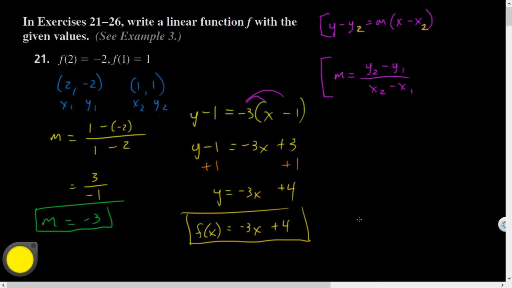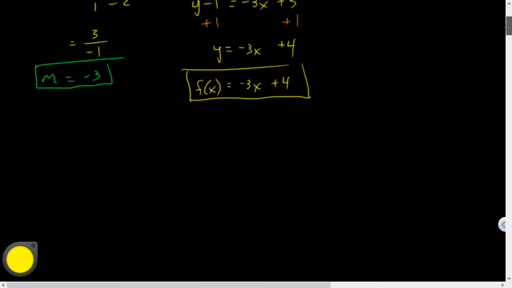All right? And so using the clues I was given, I was able to find the slope, write point-slope form, convert it to y equals mx plus b, slope-intercept form, and then write it in function notation. Yes. All right. Same type of problem. Let's jump into one with a table here.